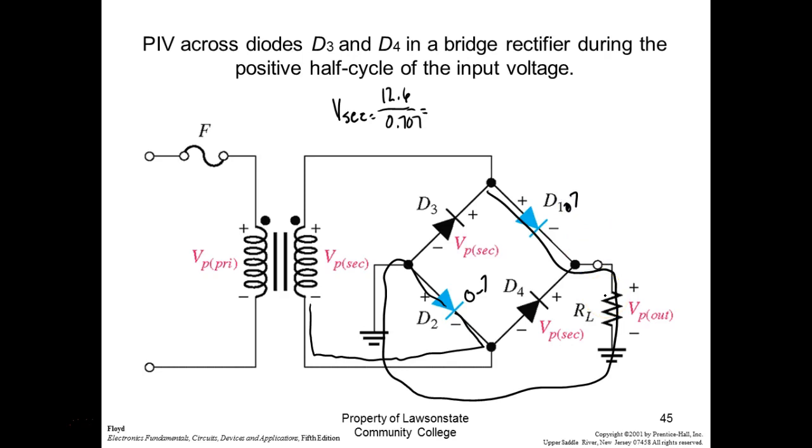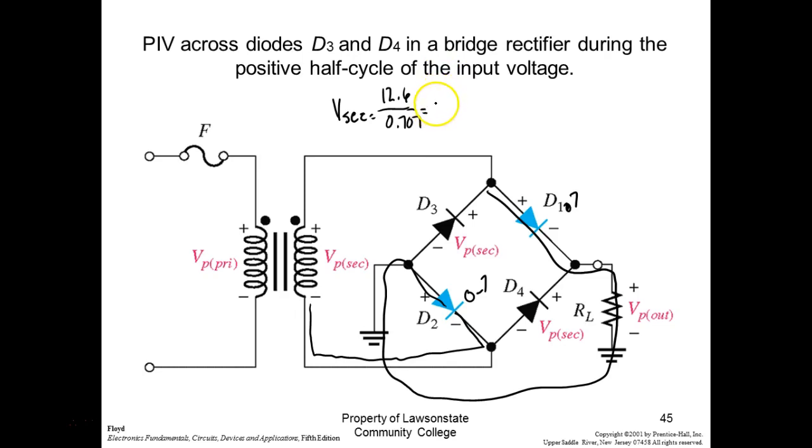Kirchhoff's voltage law says the sum of the voltage drops has to equal the applied voltage. I've lost 1.4 volts through my diodes. So on a full wave bridge, you go through 2 diodes in both directions. So what did we come up with here? So we were right. Y'all just got me messed up.